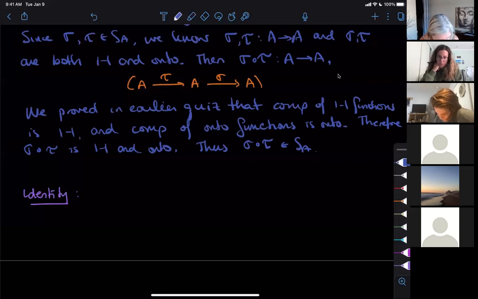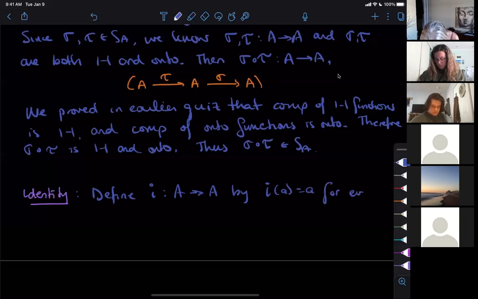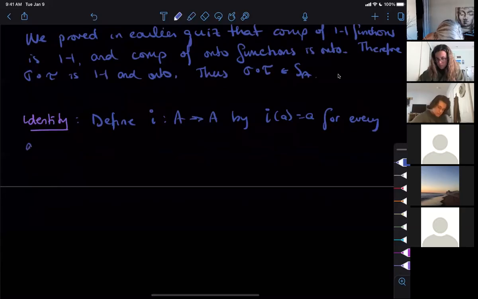So that's exactly what the identity is. And let's call it I, I guess. So define I from A to A by I of little a equals a for every little a in the set. Claim: this is the identity of S of A.